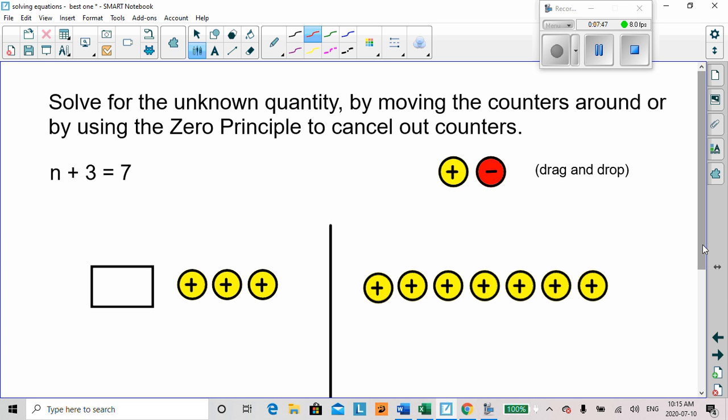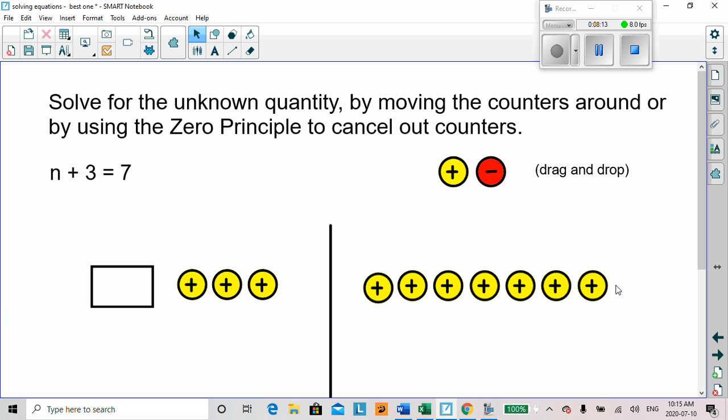We can use algebra tiles to help us to see the solution. So I'm going to start by showing you how to do this with algebra tiles. What I have modeled here with my tiles is n, so n is the blank, the box here, plus 3. So I have 3 positive tiles. And on this side, I have 7 positive tiles.